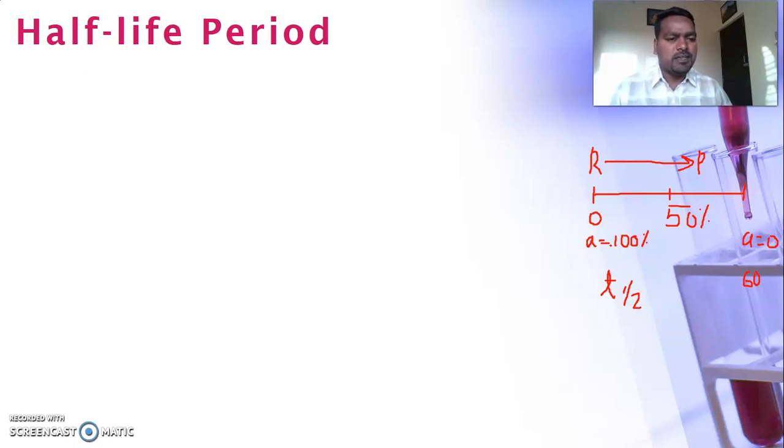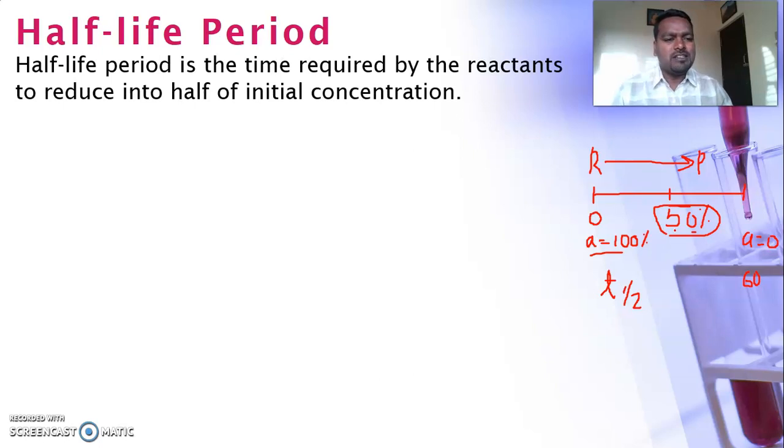Exactly at this time, the concentration of the reactant is reduced to half of its original value. So the time taken by the reactant to reduce its concentration to half of its original value is called the half-life period. In the beginning the reactant is 100%, then to become 50% it takes some time. That time is called the half-life time or half-life period of a reactant in a chemical reaction.